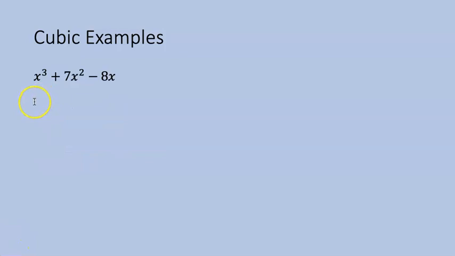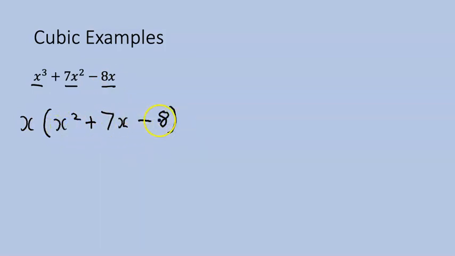Now what happens when we've got this type of example here? X cubed plus 7x squared minus 8x here. Well, what we're going to do is first take out our common factor of x. Put it on the side. Boom. X cubed divided by x gives me x squared. 7x squared divided by x gives me plus 7x. Minus 8x divided by x gives me minus 8. And I close my bracket.